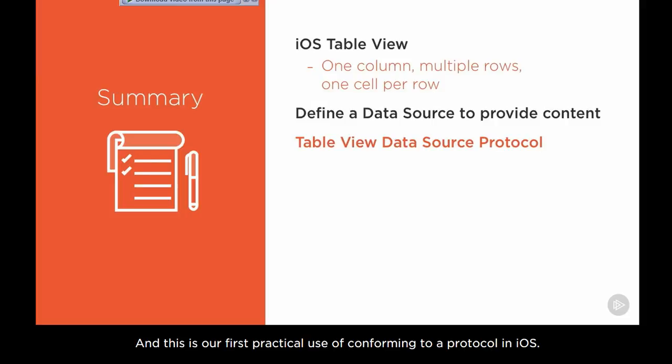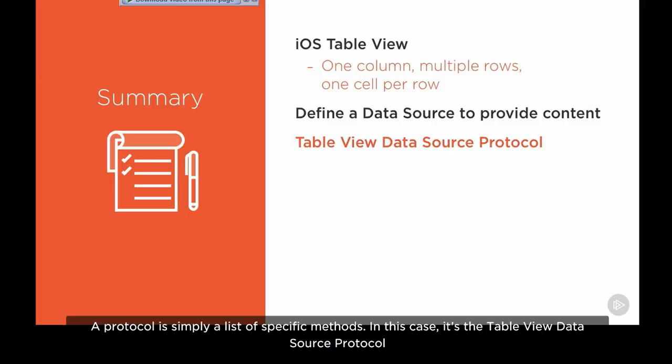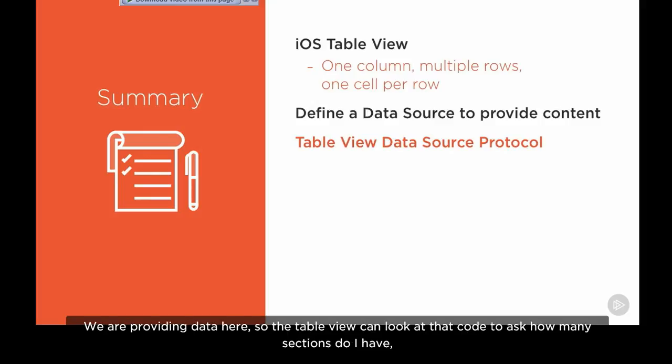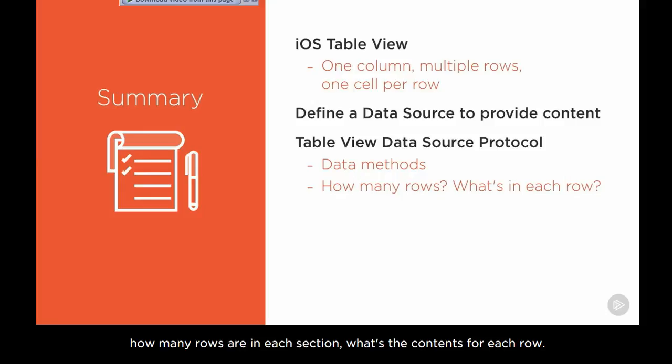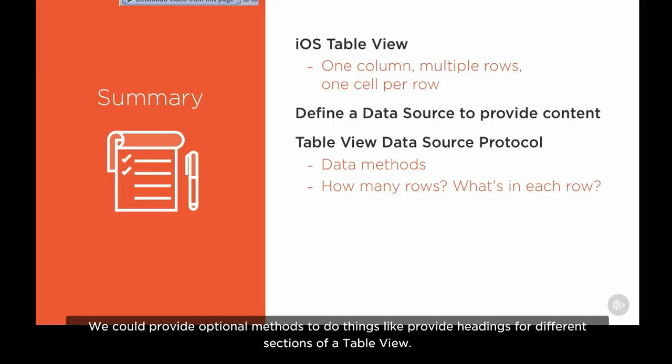And this is our first practical use of conforming to a protocol in iOS. A protocol is simply a list of specific methods. In this case, it's the table view data source protocol that tells us what we can provide, what methods are required, and what methods are optional. We are providing data here, so the table view can look at that code to ask, how many sections do I have? How many rows are in each section? What's the contents for each row? We could provide optional methods to do things like provide headings for different sections of a table view.